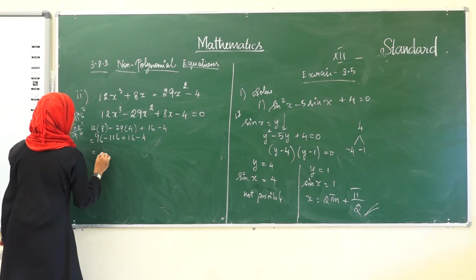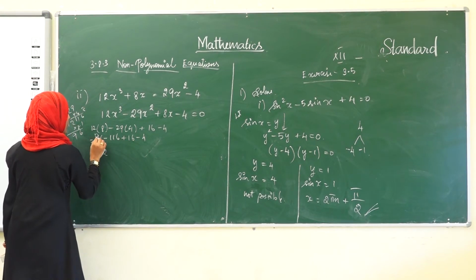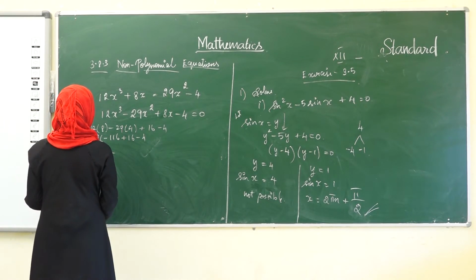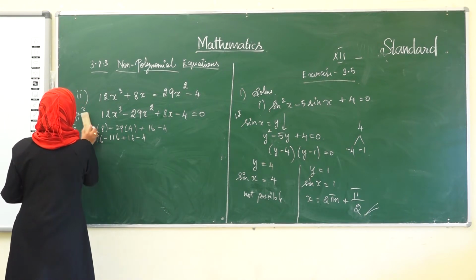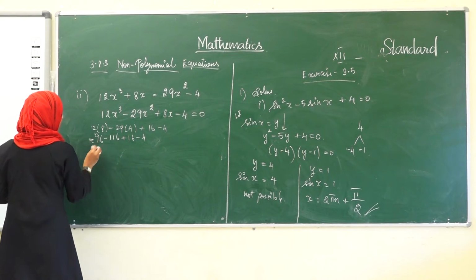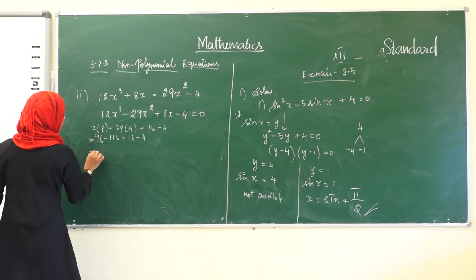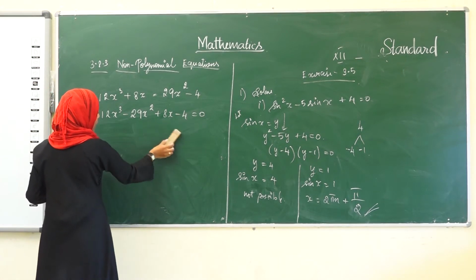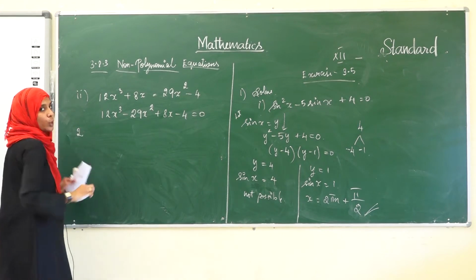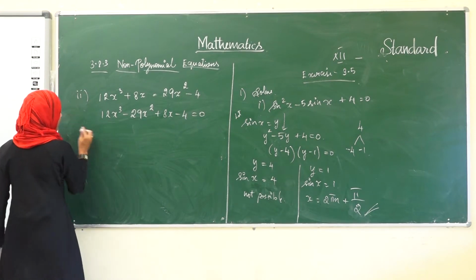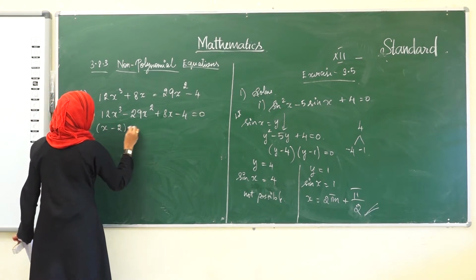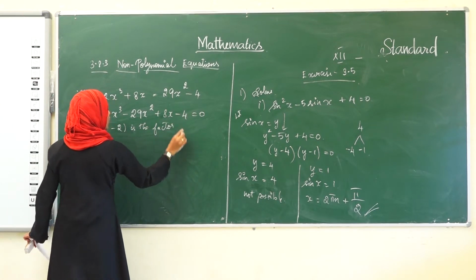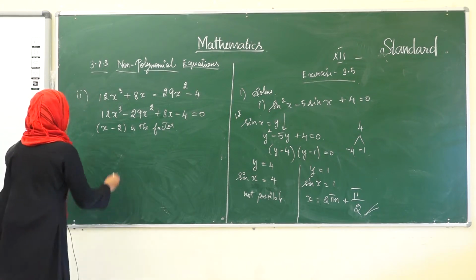Therefore what will be the answer? On equating this we will get the value 0. Since we get 0, we know 2 is a solution. If 2 is the solution, then x minus 2 is a factor. We have found one of the factors, then what we can do is move on to the long division method.